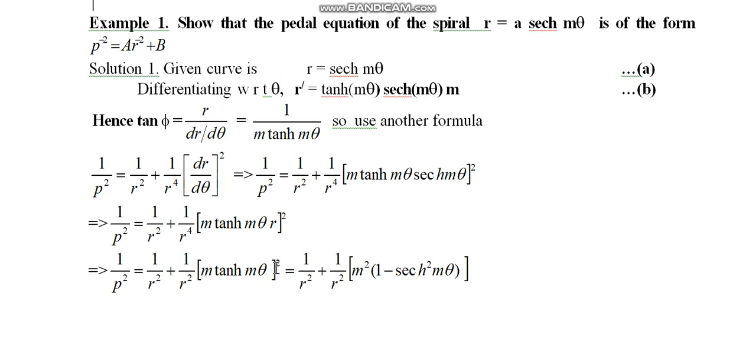Of course, simplifying all these expressions, we have this term 1 by p square is equal to 1 by r square plus 1 by r square into bracket m square. In place of tanh square m theta, we have written 1 minus sech square m theta. Of course, you can confirm it by using another form.